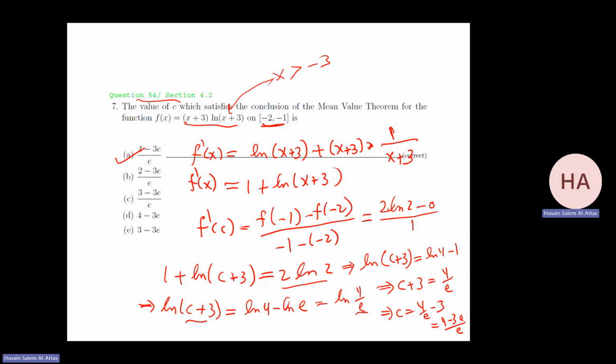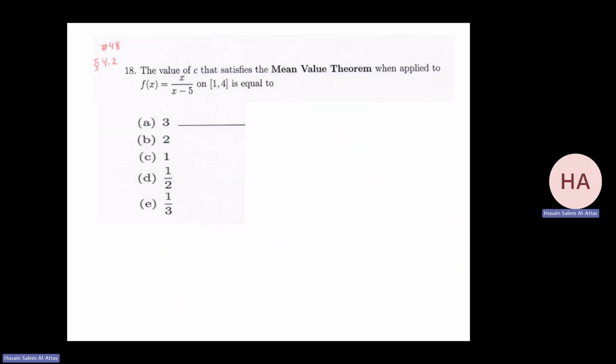By the way, this question is from the book. The value of c satisfies the mean value theorem. So we'll do the same calculation for the next function. Conditions are satisfied. I have a problem at 5, which is not in the interval, so everything is okay.